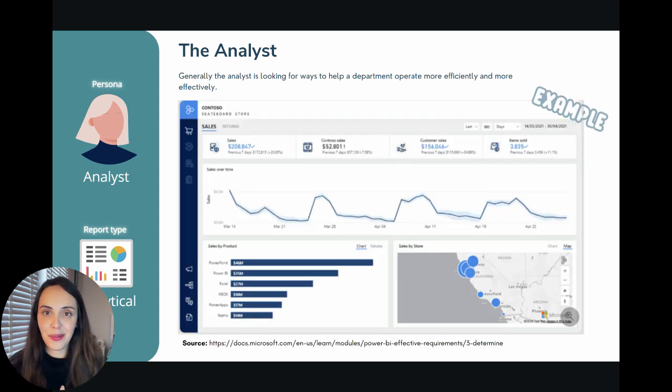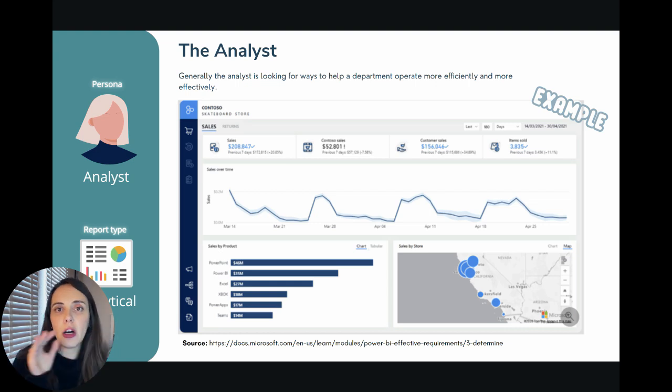This is another example kindly provided by Microsoft. It was not provided, I took this from their webpage, and you can see this example is not as simplistic as the dashboard type of report. You can see we already have a navigation pane on the left, we have tabs, one with the sales and another one with returns. So we provide a little bit of extra information about a specific part of the business.